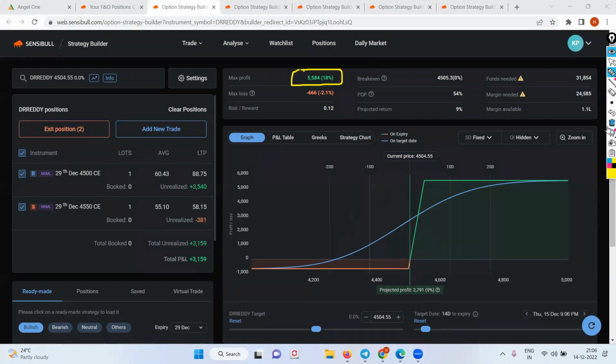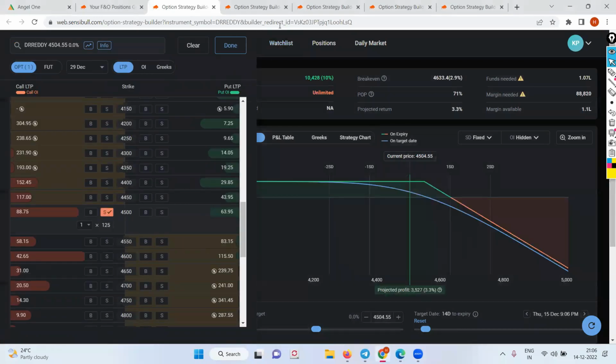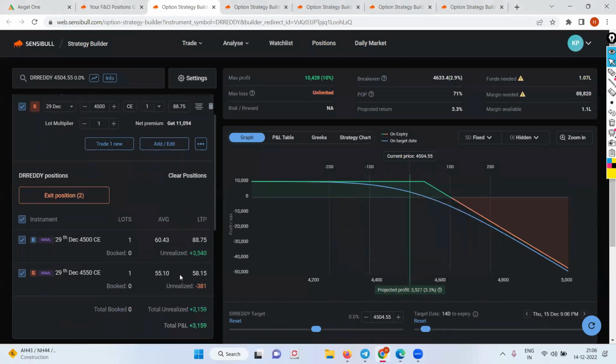But now we will be discussing the adjustments. Let me make it very quickly. Okay, now what I'll do. See, the first adjustment, it all depends on the view. It all depends on the view. Now I'll show you. First, I'll exit this 4,500. Okay, I'll exit this. Now the moment I've exited this, this is the only open position I have, right?